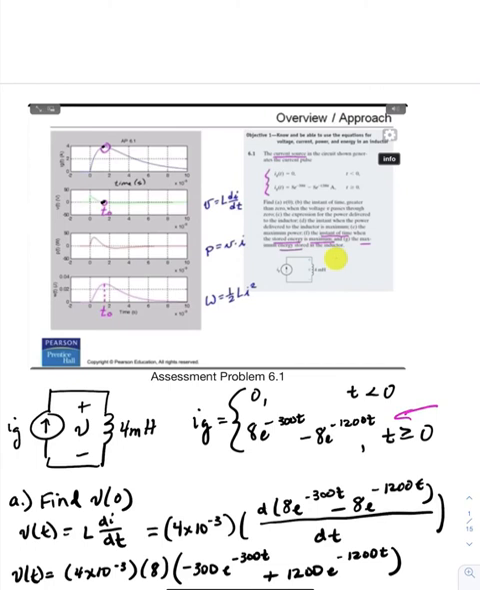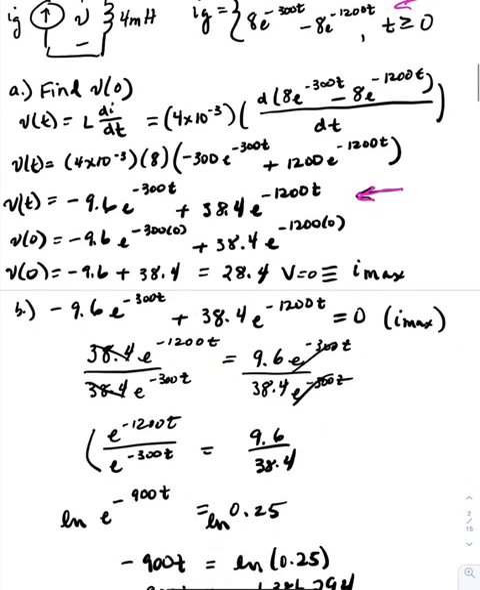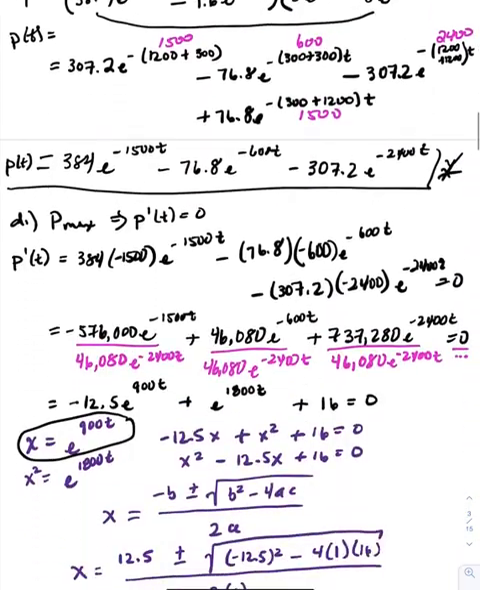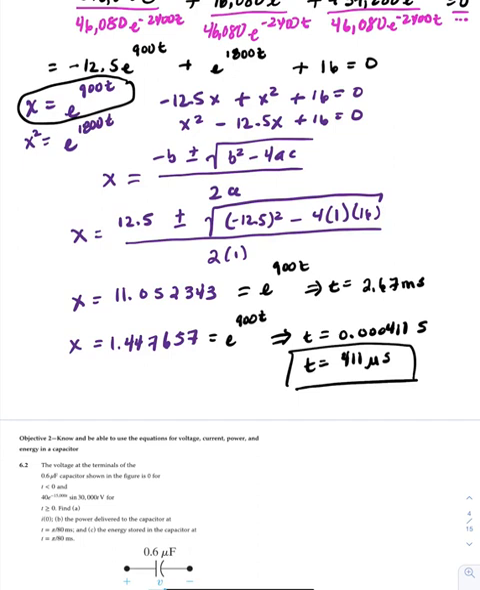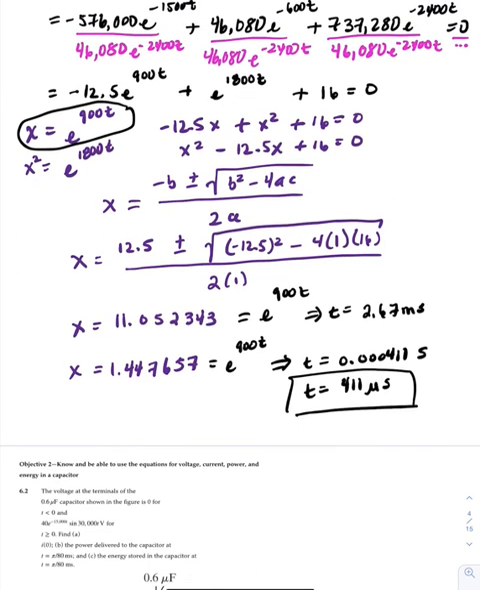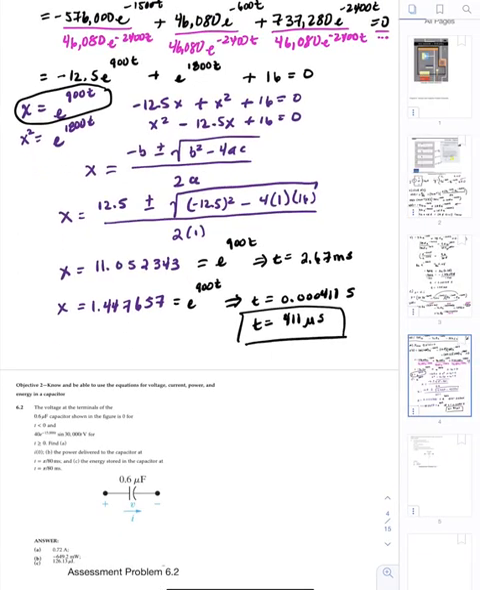Where else is it 0? Right here, where it crosses over. Okay, let's see. Looks like we need to add another page here to finish this problem.